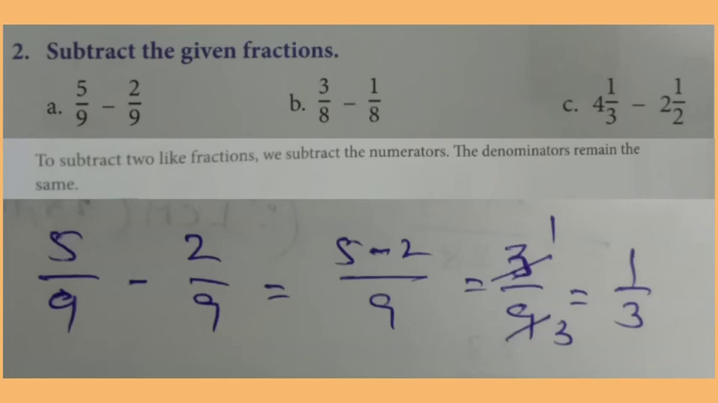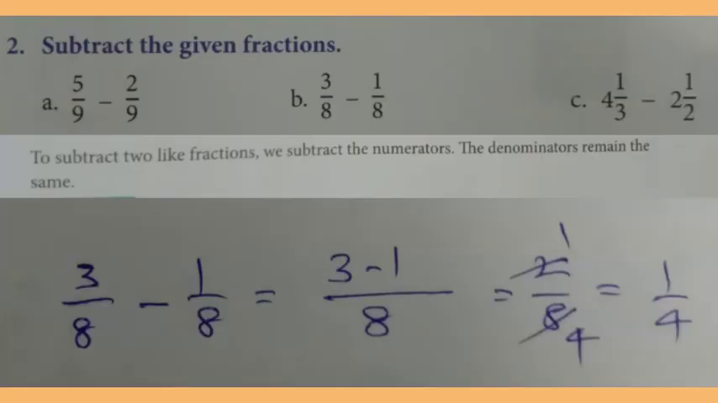Question number 2. Subtract the given fractions. Part A, 5 by 9 minus 2 by 9. Subtraction of like fractions. To subtract two like fractions, we subtract the numerators. The denominators remain the same, that is 5 by 9 minus 2 by 9, which equals 5 minus 2 by 9, which equals 3 by 9. 3 cancels one time in 3 and 3 times in 9, which equals 1 by 3.